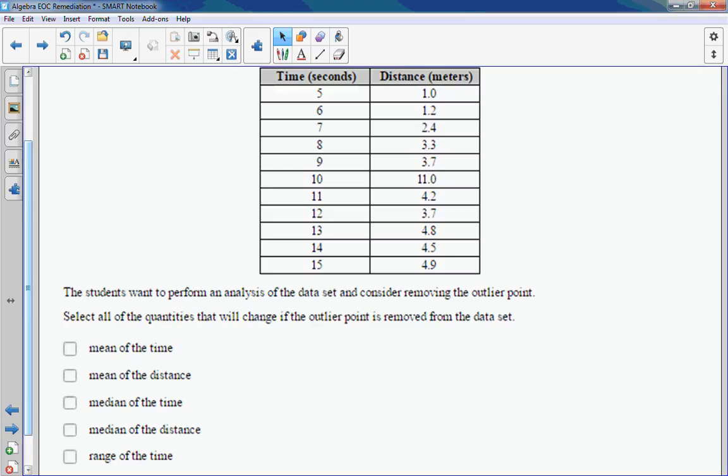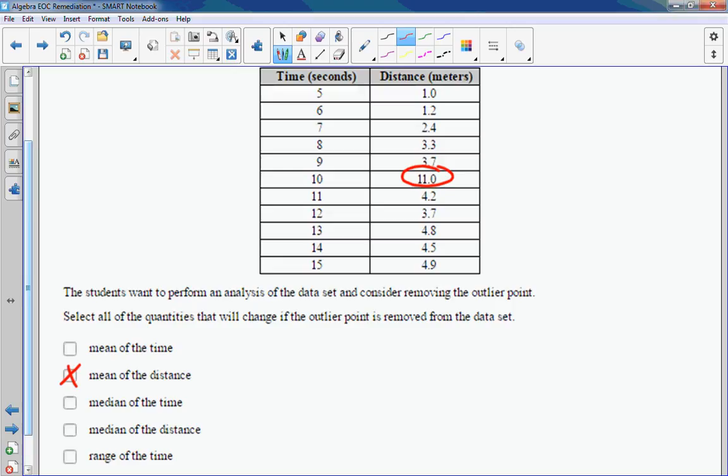The mean of the time, the average time. Is the average time going to change if we remove the outlier? No. What about the mean of the distance if we remove this outlier? The outlier is this guy right here. If we remove the outlier, will that one change? Yes. So the mean, the average of the distance will change.